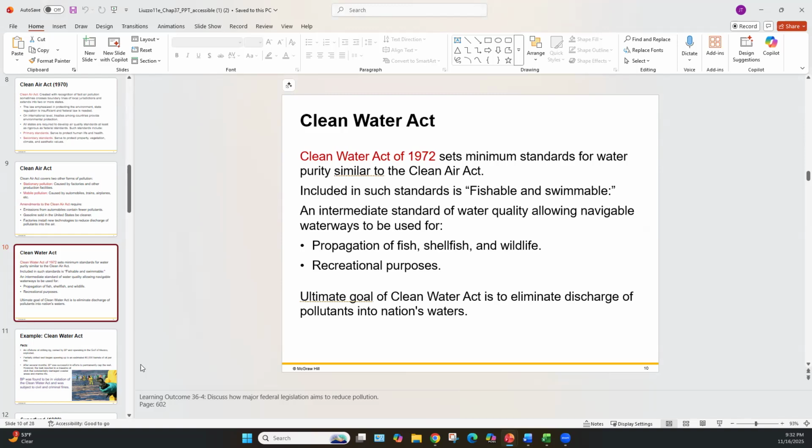An intermediate standard of water quality allowing navigable waterways to be used for propagation of fish. There's a lot of fish farms, believe it or not, especially up in the Northwest with salmon and various other things. Propagation of fish, shellfish, and wildlife, and of course, recreational purposes. The ultimate goal of the Clean Water Act is to eliminate discharge of pollutants into the nation's waters.